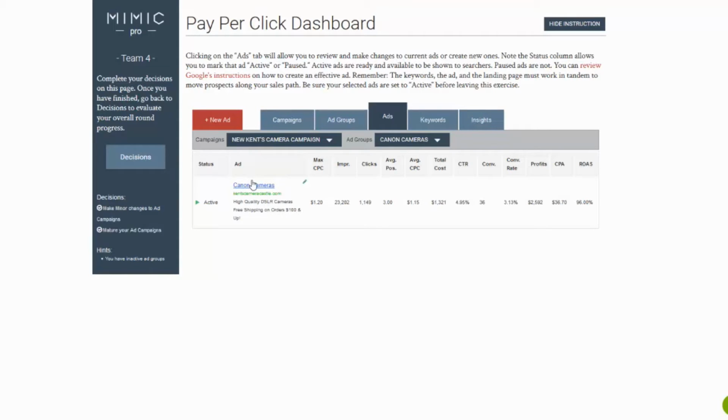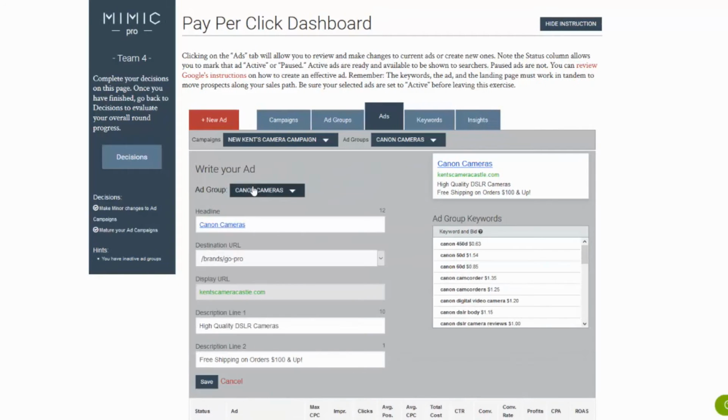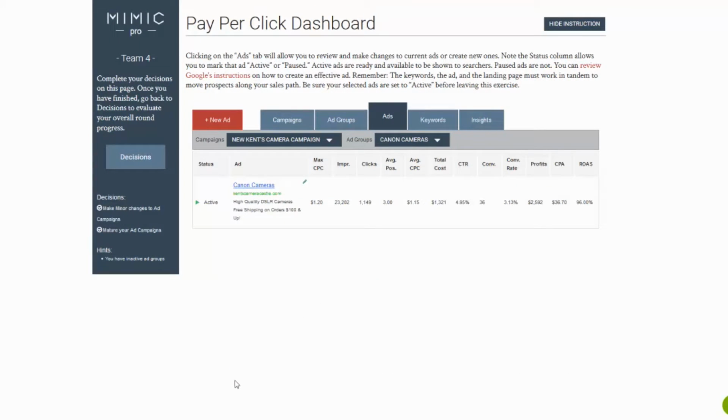Again, quickly, let's take a look at the ad itself. And again, we have the same gigantic mistake here. The destination is the GoPro brand page. This is a clear mistake that this student needs to fix, so they need to send that probably to the Canon brand landing page instead of the GoPro landing page, so that's a big mistake this student can easily fix.